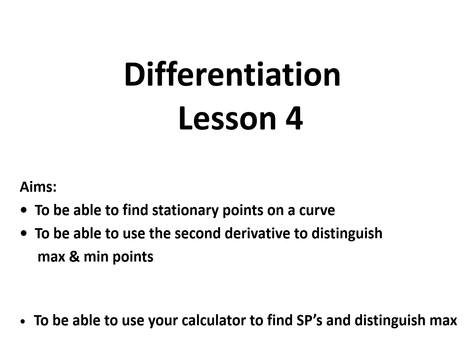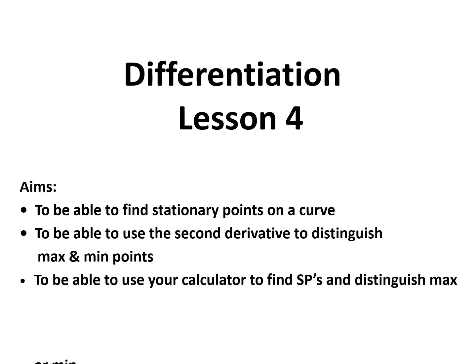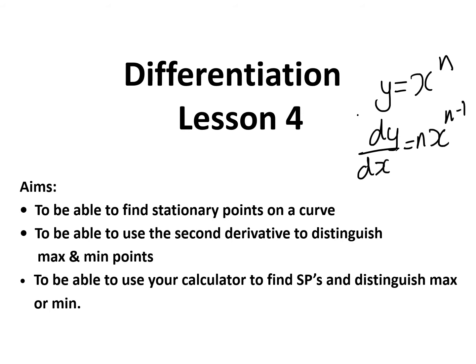Right, we've got to be able to find stationary points today on a curve, but you'll be pleased to hear we're not using differentiation from first principles to do this. We're using our rule of differentiation, which, if you remember, if y equals x to the n, the rule is dy dx equals nx to the n minus 1. We're going to be using it to find stationary points and then deciding whether they are maximum or minimum points. And then we're going to be able to use our calculator to find stationary points as well.